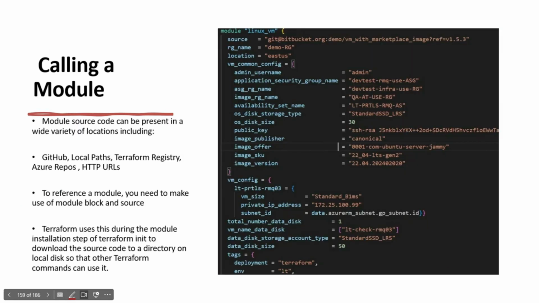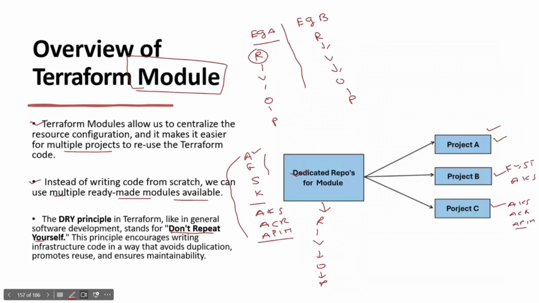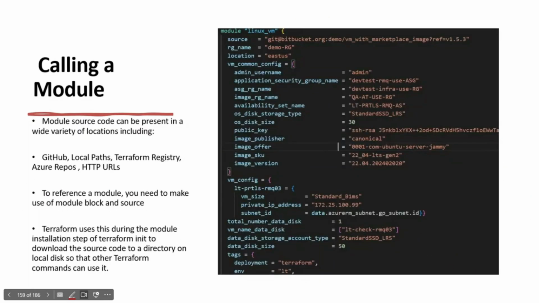Calling a module. Module source code can be present in a wide variety of locations. What does it mean? In the last slide, we discussed a dedicated repo for a module. So this dedicated repo for a module can be in GitHub, a local path, Terraform registry, Azure repos, or HTTP URLs. To reference a module, you need to make use of the module block and source.